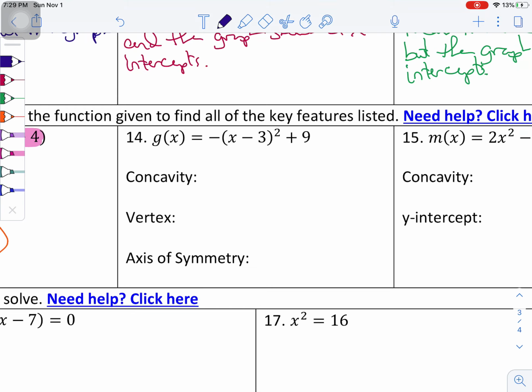Rolling right along to number 14 here. Let's see, your leading number here, in this case, it would actually be a negative 1. So this would be concave down. All right, we're in vertex form here. So we're going to do the opposite of what's attached to x and the number on the outside here to actually get our vertex. So that's going to be 3, 9. And then your axis of symmetry is whatever the x value of your vertex is. So x is equal to 3.